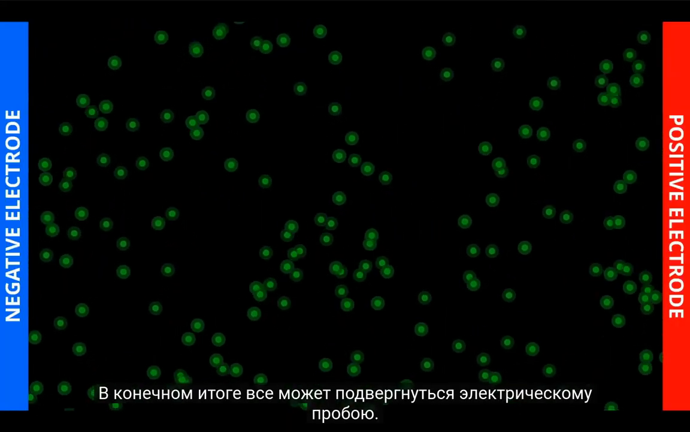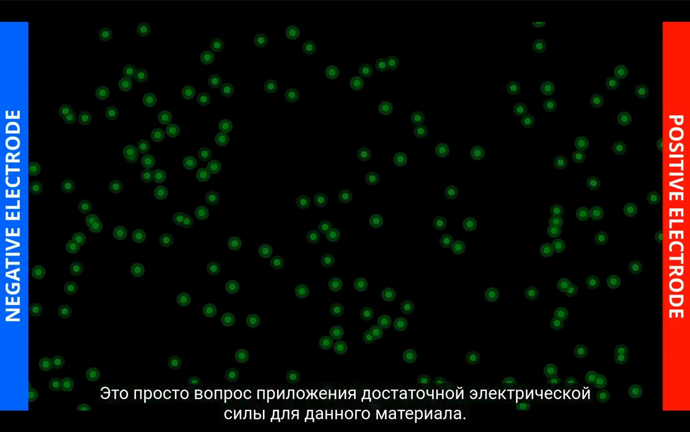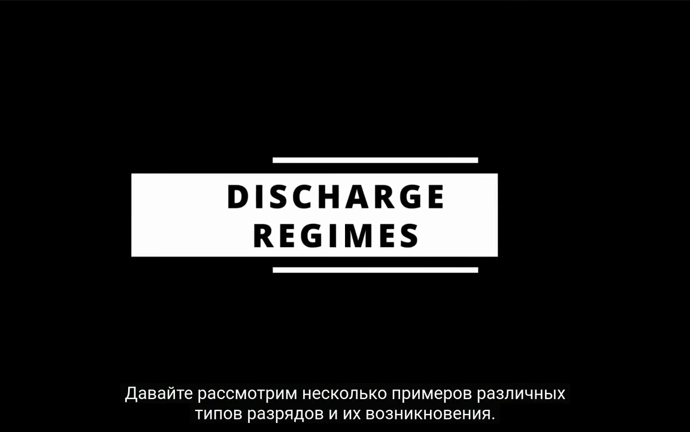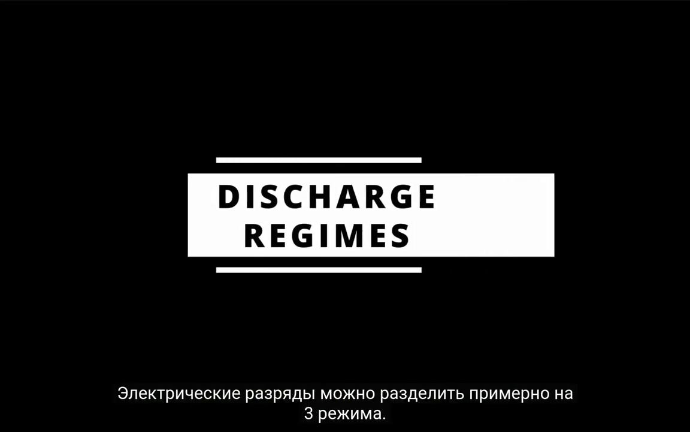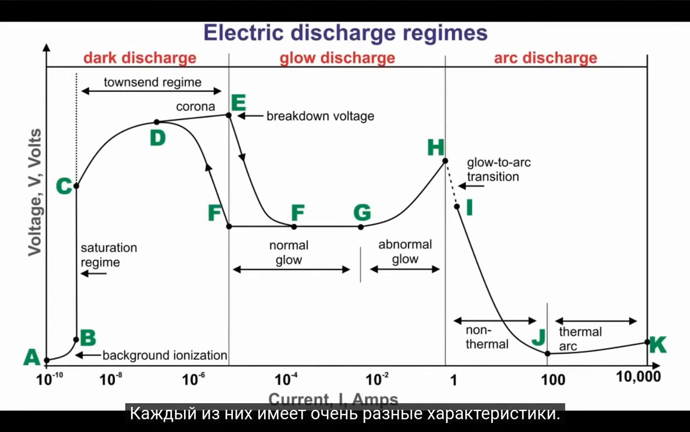Everything can ultimately undergo electric breakdown. It is just a matter of applying enough electric force for a given material. Electric discharges can be split into roughly 3 regimes: dark discharges, glow discharges, and arc discharges. Each has very different characteristics.